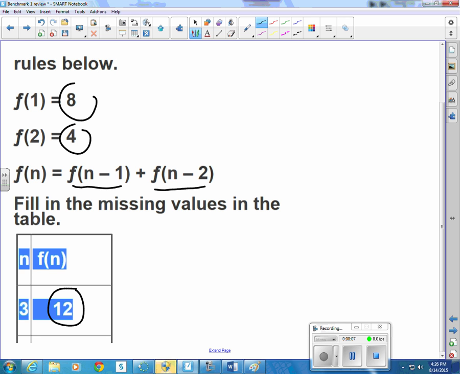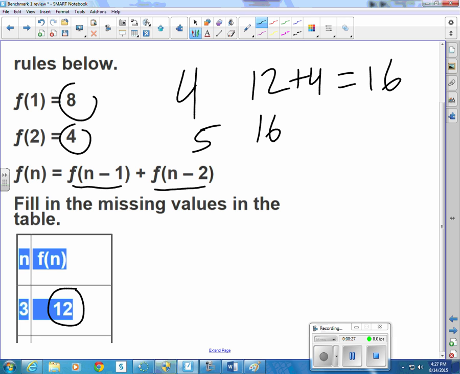So let's keep going. For the fourth one, the one before it is 12, and I add the one 2 steps before it, which was 4, and that gives me 16. And so now for the fifth one, I add the one before it, which is 16, and the one before that is 12, so that's going to be 28, and so forth.